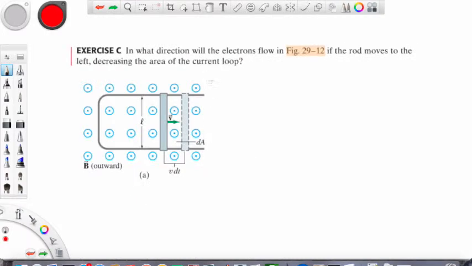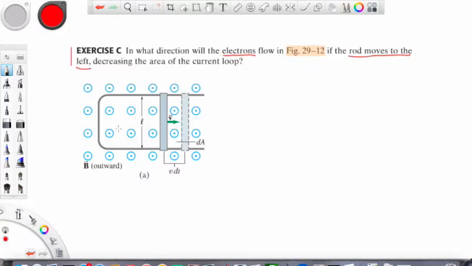In exercise C, we have an example where the area of the loop is being changed. We have this bar that can be moved to the left or to the right, and in fact in this question the rod moves to the left, effectively decreasing the area of the current loop. So in what direction will the electrons flow?